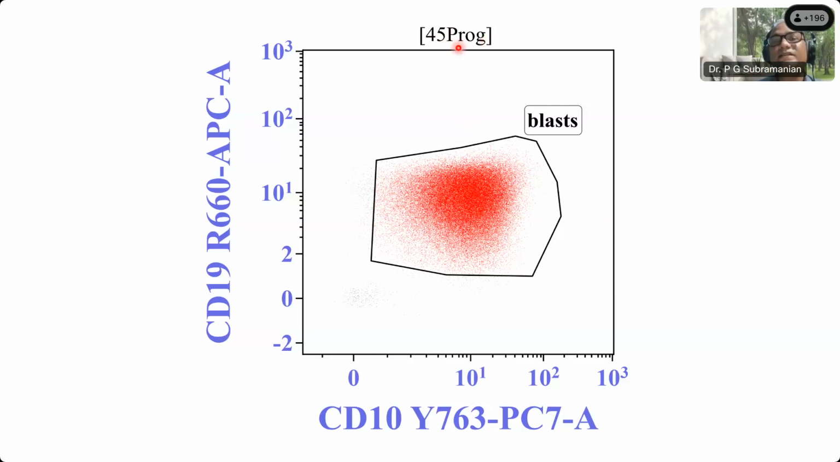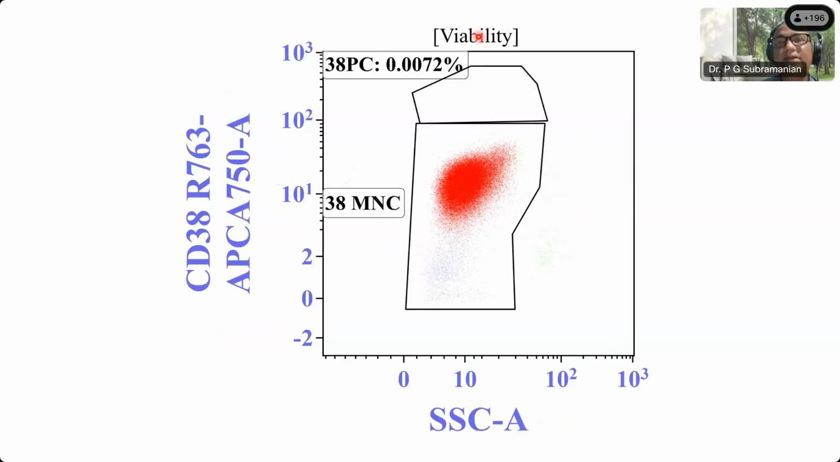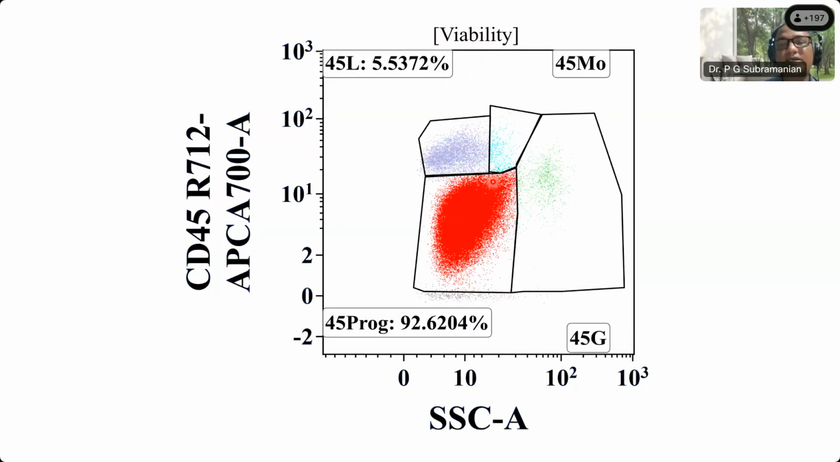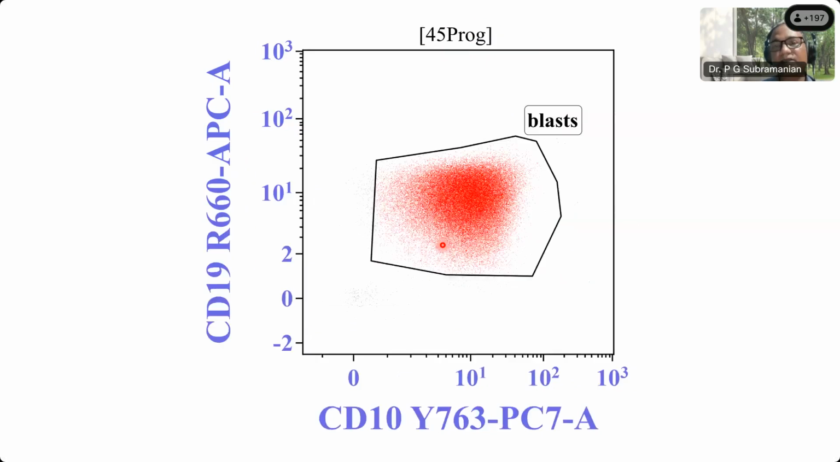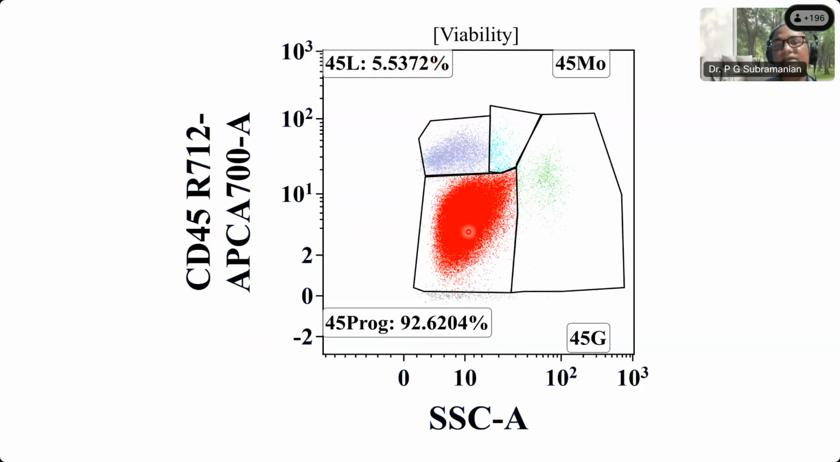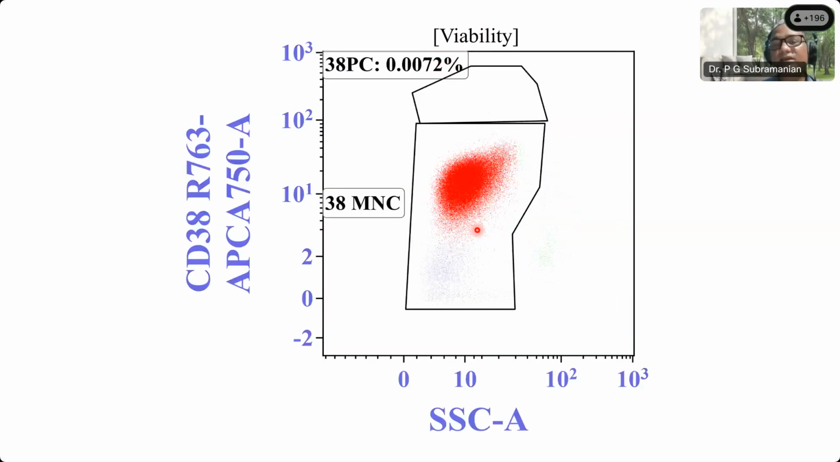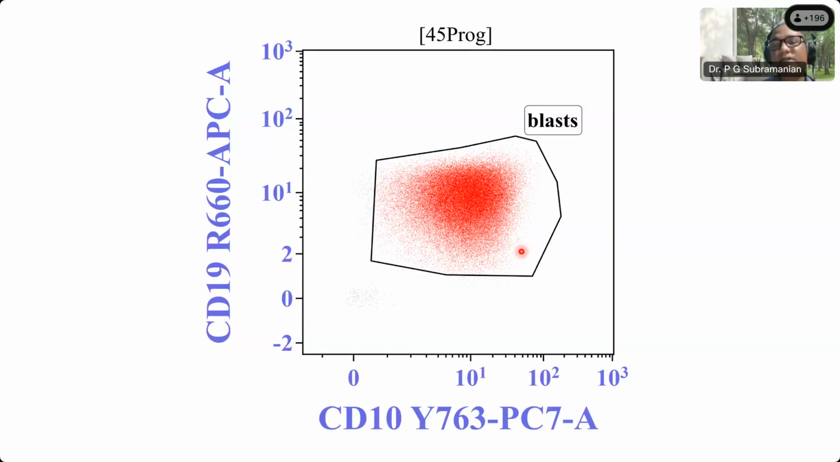In this case, if you look at the top portion, it will tell you the gate, as compared to this one, where viability means all cells are there, so your granulocytes are there. If you go here, this portion is what is called the CD45 progenitor gate. What we have done in this plot is we have taken only those cells which are in this CD45 progenitor gate. That is the reason why no granulocytes are there in this plot, so you're not seeing the CD10 positive granulocytes.